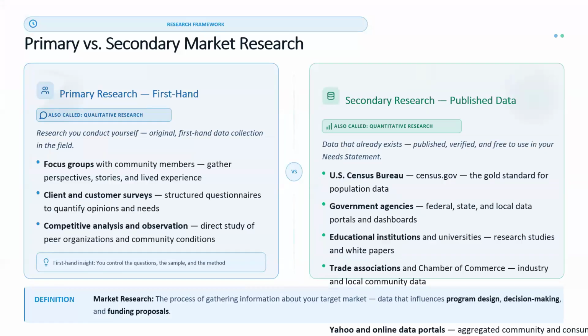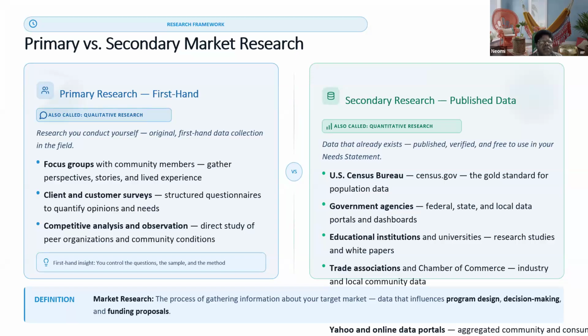Okay, read this for me. The types of research: primary versus secondary research. It says primary research, firsthand, also called qualitative research. Research you conduct yourself. Original firsthand data collection in the field. Focus group with community members. Gather perspectives, stories, and lived experience.